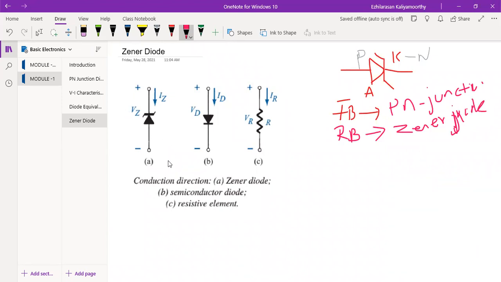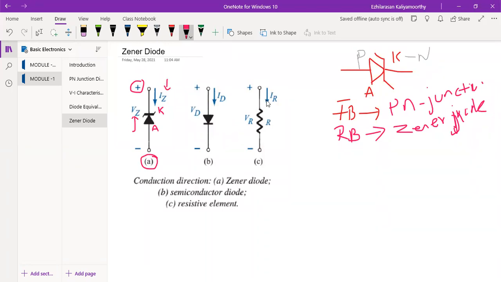See here, we have shown three symbols. Symbol A shows the conduction direction. This is your Zener diode. You see, the cathode is connected to plus and the anode is connected to negative, so that is a reverse bias. Here we have VZ, which specifies the Zener voltage, and IZ, which specifies the Zener current.